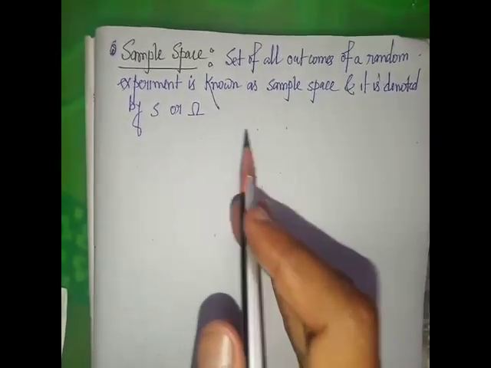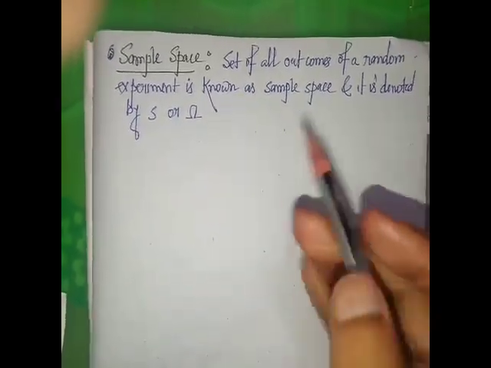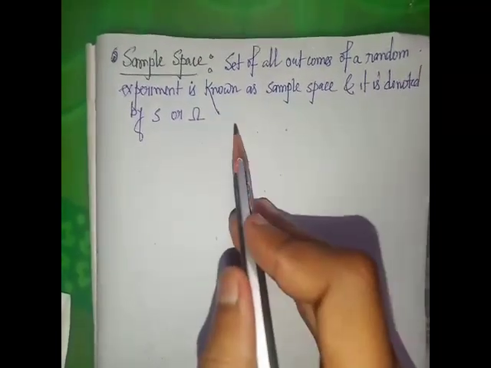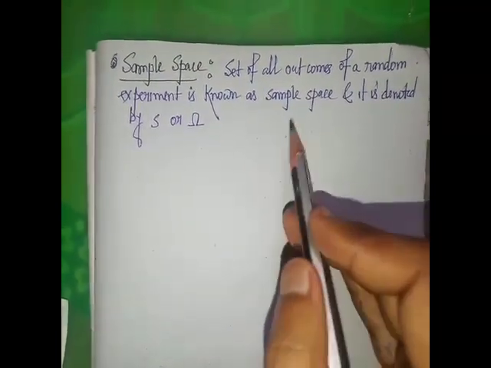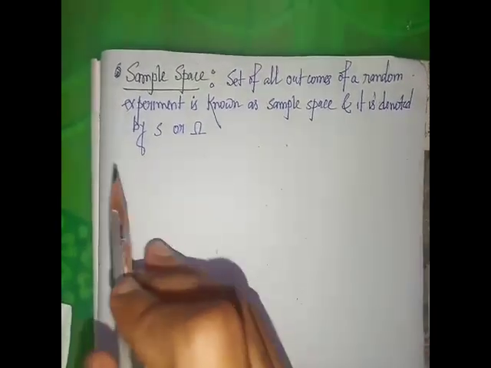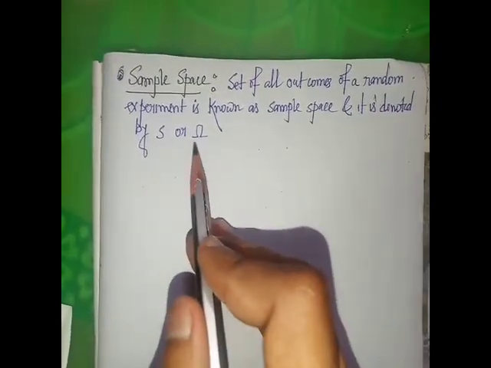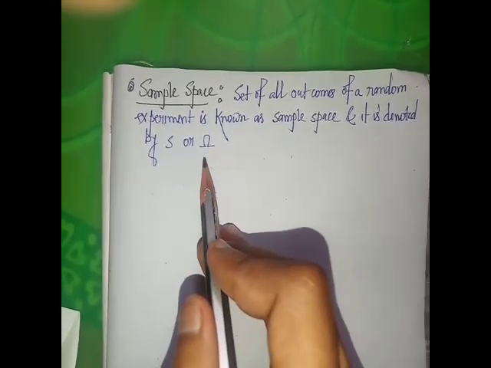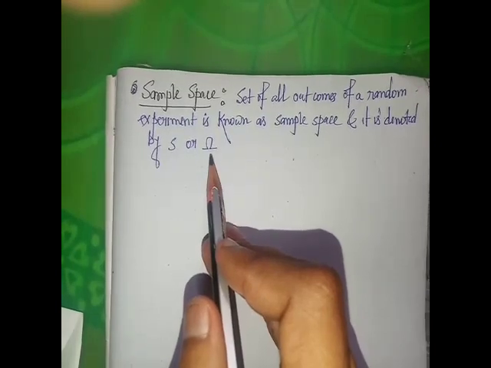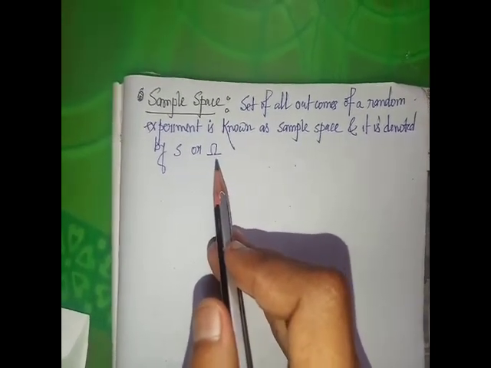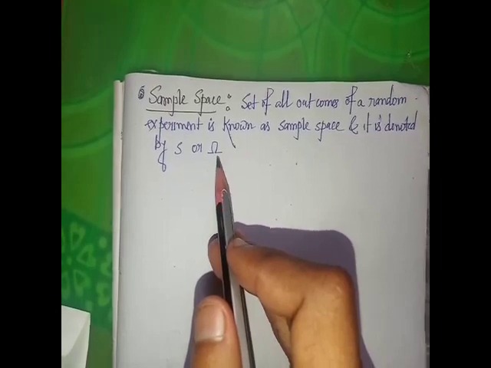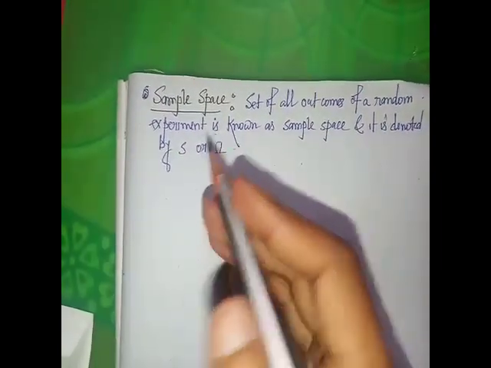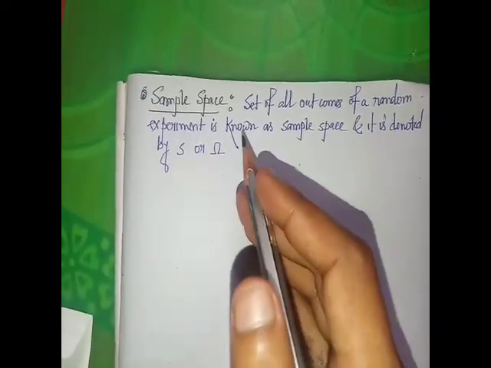Next one is sample space. What is sample space? The set of all possible outcomes of a random experiment E is known as the sample space. It is denoted by S or big omega. It's also called event space. The set of all outcomes of a random experiment is called sample space. Okay.